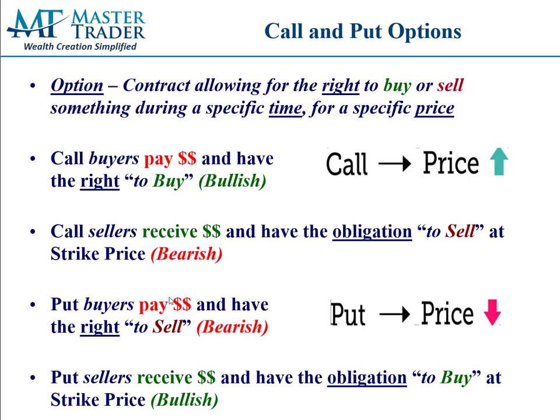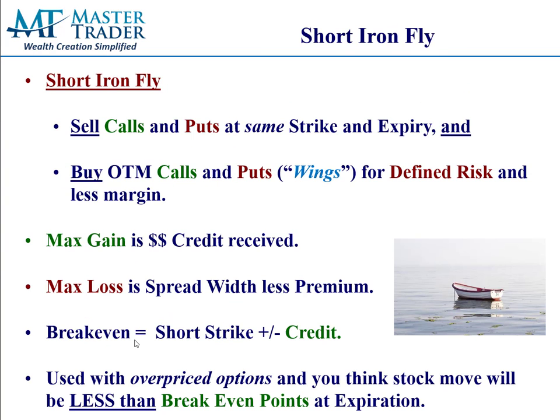Put buyers pay money and have the right to sell. They're bearish. They want the stock to go down. Put sellers take the opposite side of that. They receive money and have the obligation to buy at the agreed price, and they're bullish. You're going to see now that we're going to be using every one of these in the short iron fly.